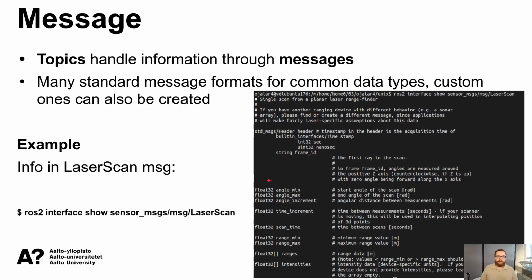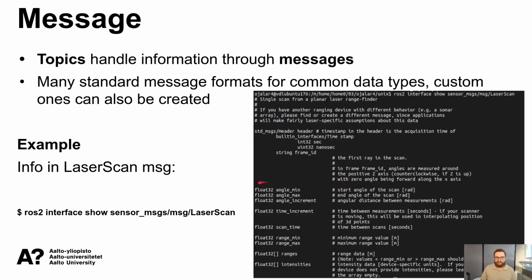Now, going back to the example of knowing a topic, knowing the message type and wanting to know more details, this command in your terminal, ROS2 interface show and then the message type. Here we are providing as argument sensor_msgs/msg/LaserScan, which was the message type used in the /scan topic. This will print out something like this, showing you exactly what information is given in that message type.